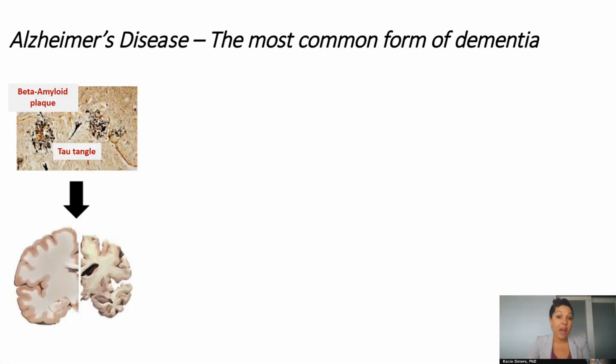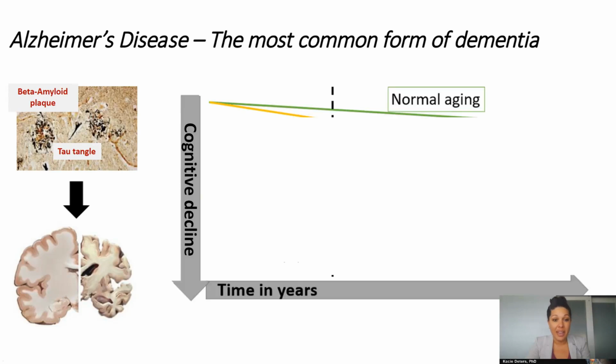So first I want to talk about Alzheimer's disease, which is the most common form of dementia. The two hallmark pathological features of AD are extracellular amyloid plaques and intracellular tau tangles. Another key characteristic of Alzheimer's disease dementia is progressive cognitive decline, as shown here on the x-axis. Some cognitive decline is completely normal as we age, which is shown in the green line above.